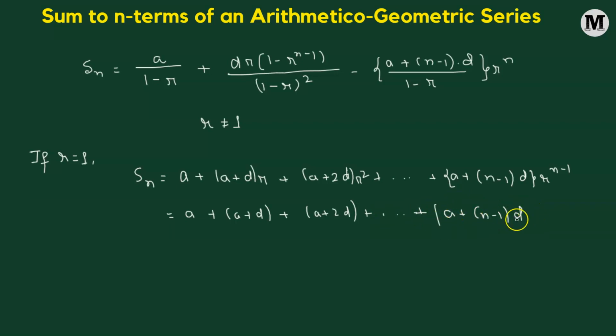Now what is this? Our arithmetico-geometric series has now transformed into a simple arithmetic series, and we know the sum to n terms of an arithmetic series is given by n over 2 multiplied by 2 times the first term added to n minus 1 times the common difference. So this is a very specific case of the arithmetico-geometric series. If the value of r comes out to be equal to 1, then the sum is given by the sum to n terms of the arithmetic series.